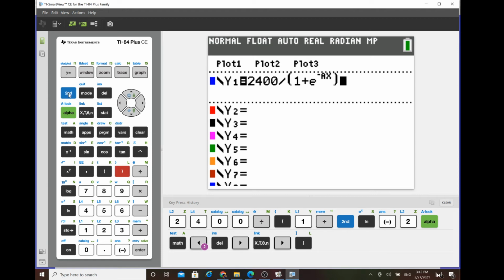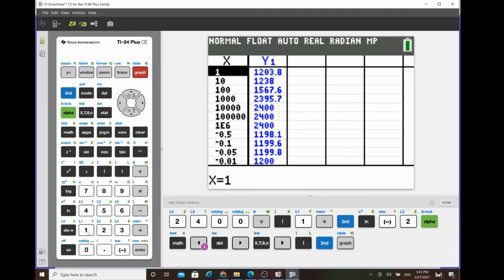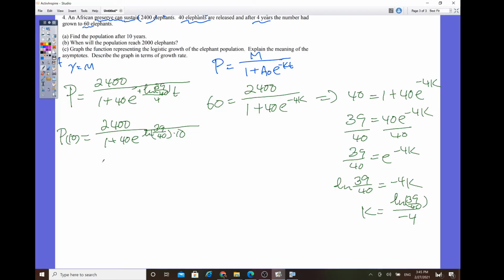Now we want to find out the number of elephants after 10 years. Go to second graph and then type in 10. You see that it's about 1,238. So 1,238 elephants. And then when would the population reach 2,000 elephants?